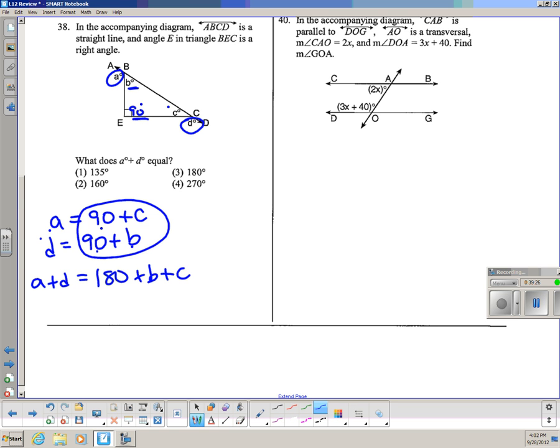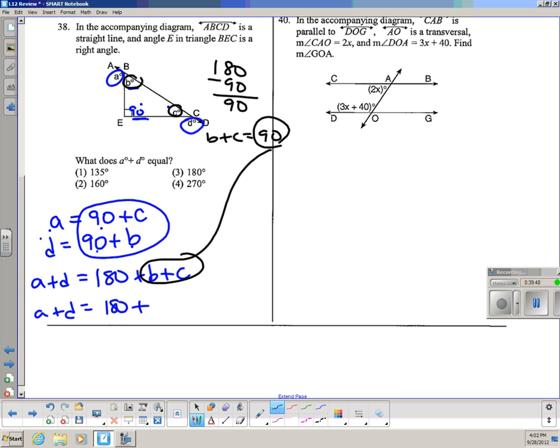Well, A plus D, they claim I can get a number for this. Well, B plus C, I can get that because I know they're in a triangle with a 90 degree angle. So 180 minus 90 is 90, and B plus C have to add up to 90 degrees. So B plus C is 90. And 180 plus 90 is 270. That's a great question. Tough, though. Tough question, but a very good one.